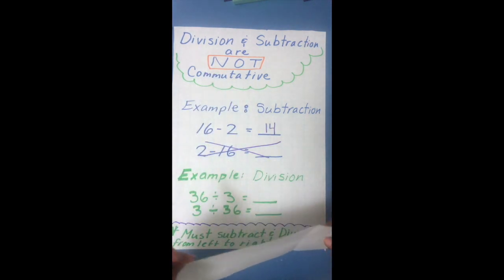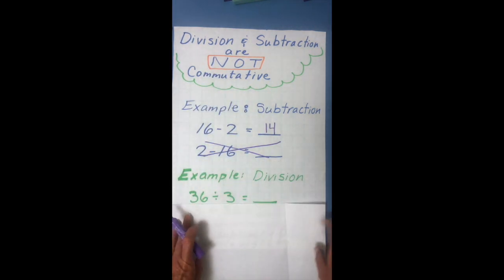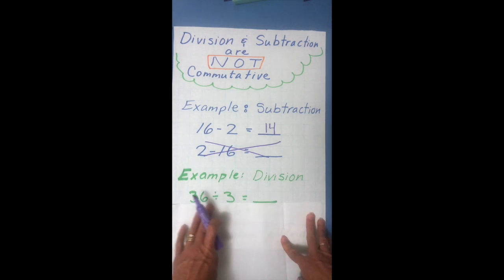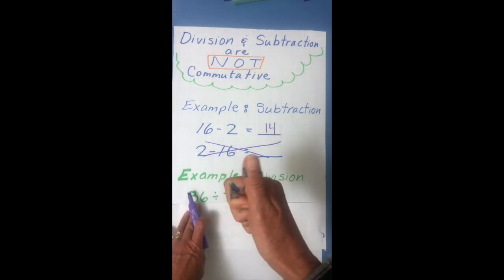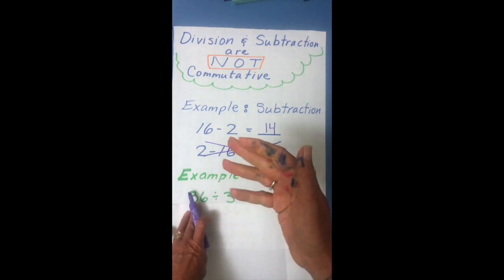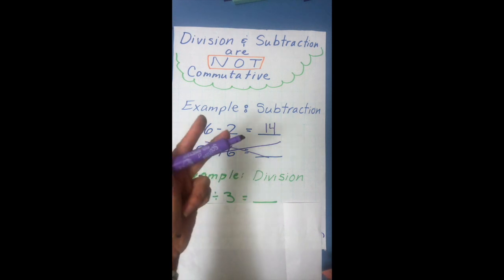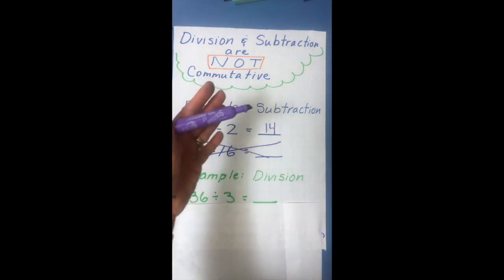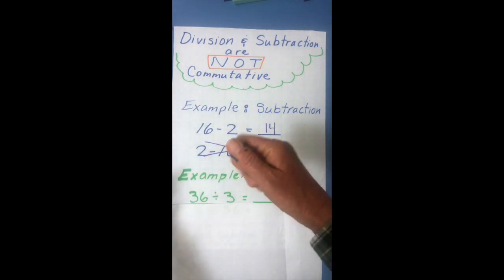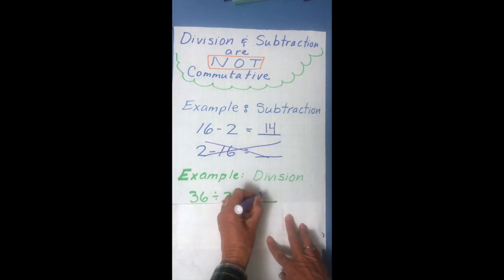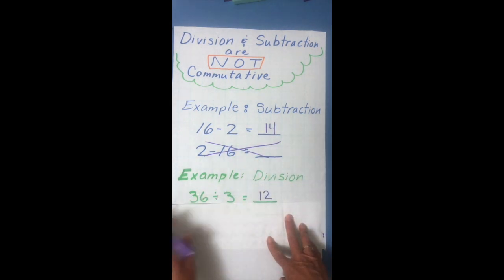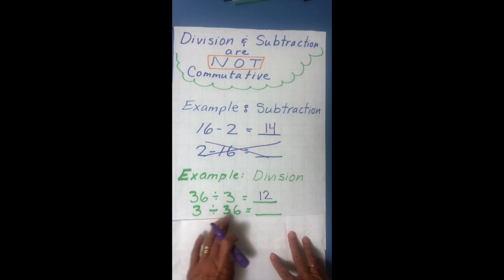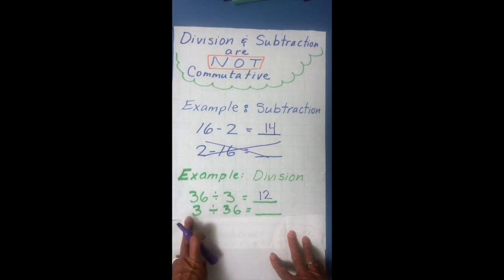Let me show you an example of division. If I did this division problem right here, I would ask how many 3s are in 36. So 3, 6, 9, 12, 15, 18, 21, 24, 27, 30, and then 33, 36. That would be 12. But if I switch the order of this, how many 36s are in 3?